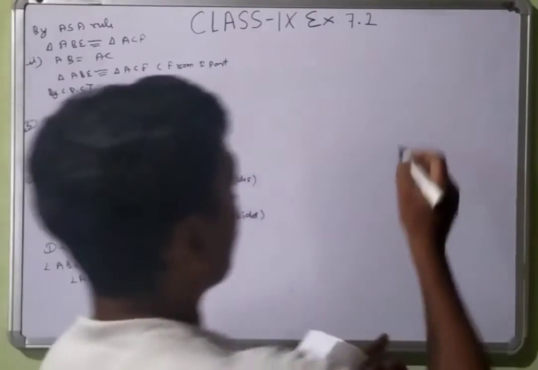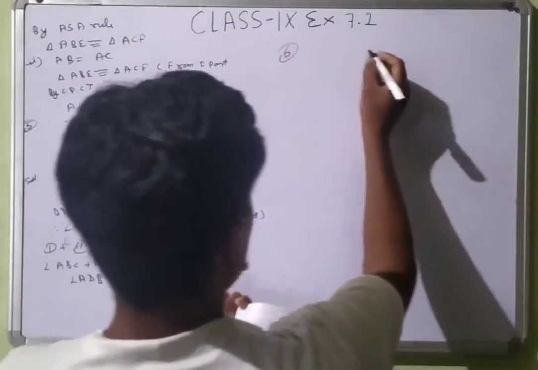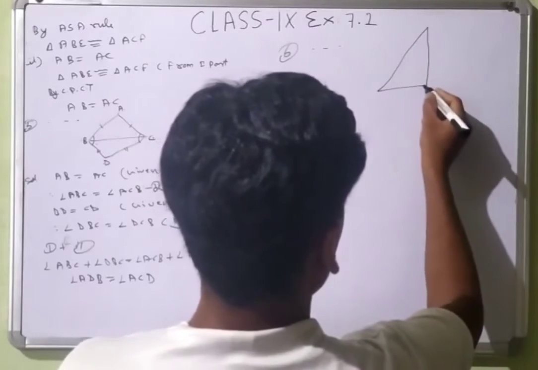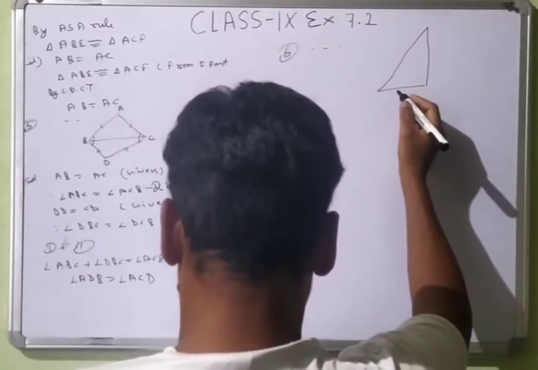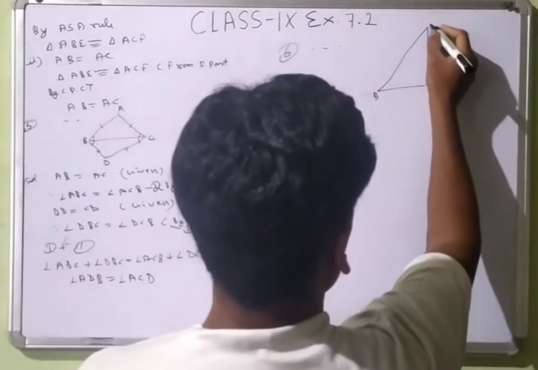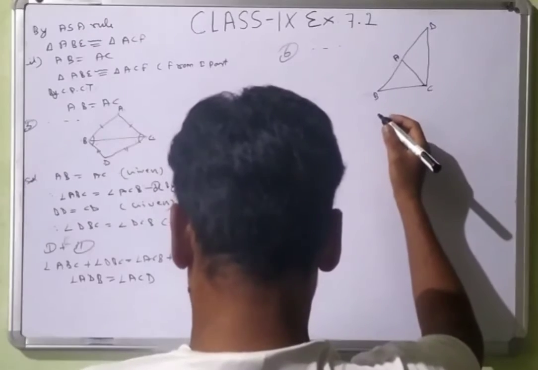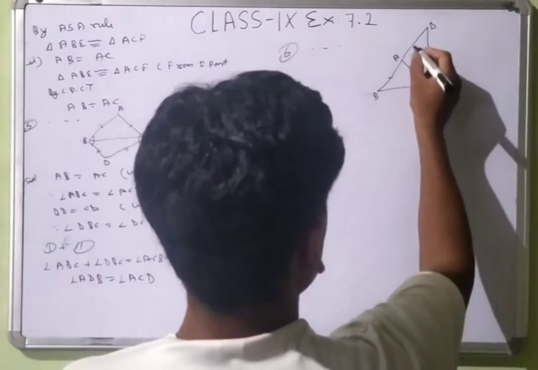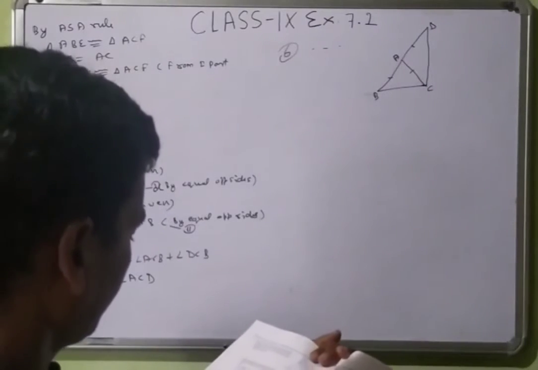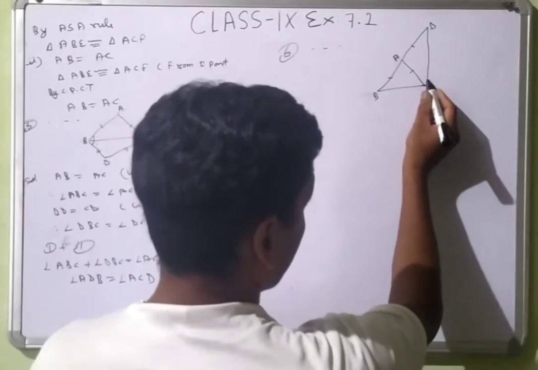Yes, 7.34. First of all, see the diagram. Question number 6. The diagram is this one: B, C, D, and that one is A. It is given that these are equal. We need to prove that angle BCD is a right angle, it means this angle is 90 degrees. We need to prove that.